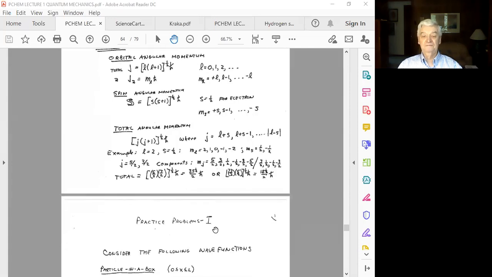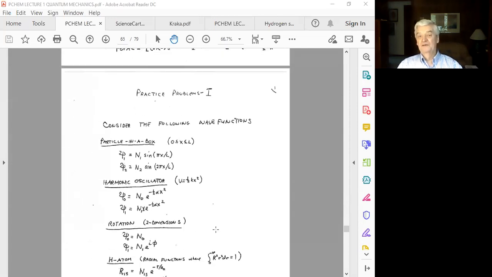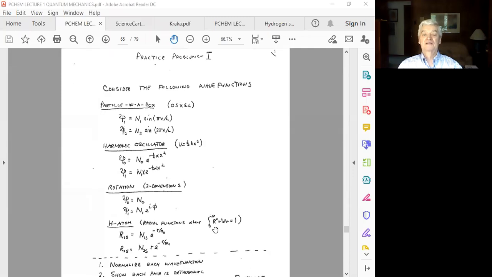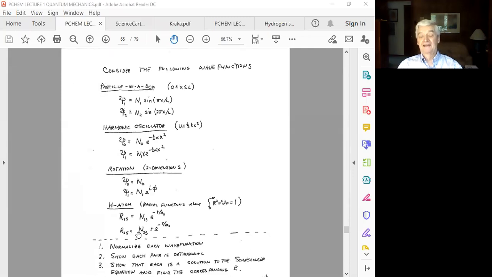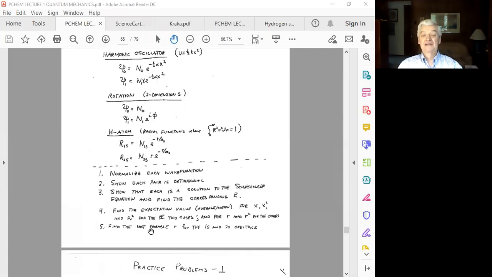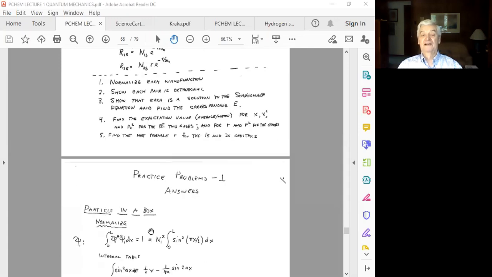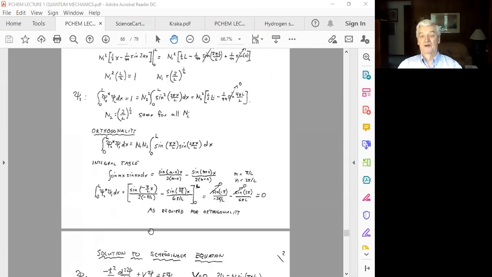Okay, next thing you'll find in your notes are what I call practice problems 1. So these cover particle in a box, harmonic oscillator, rotation, and the hydrogen atom, which we have not yet talked about, but will be talking about. So you're asked to do something with each of these, and I give you answers for all those.